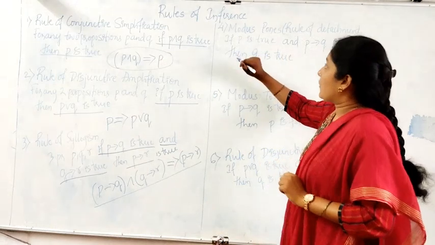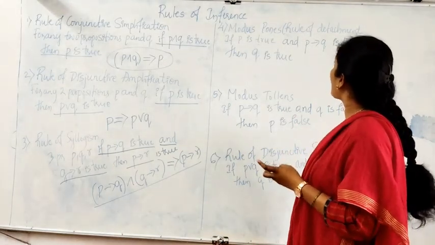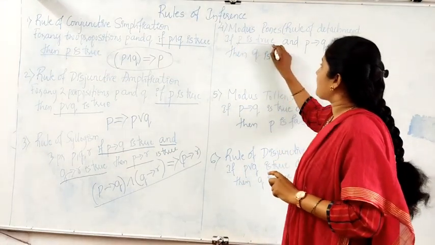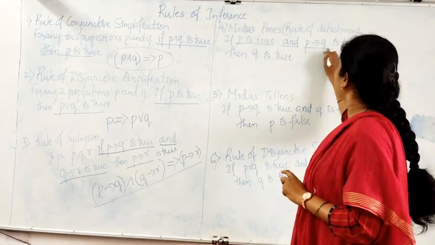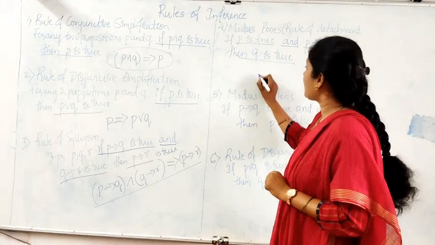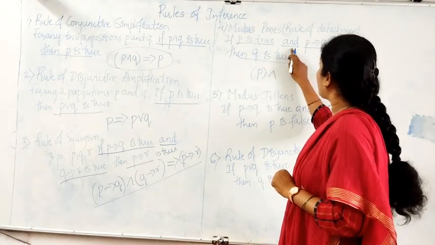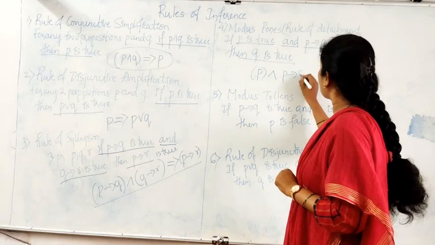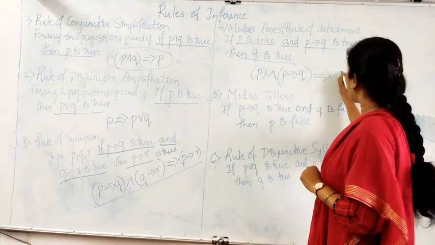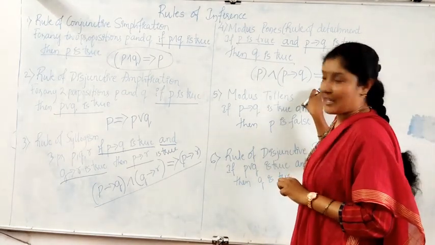Next, fourth one, modus ponens. It is also called as the rule of detachment. Here, if P is true and P conditional Q is true, then Q is true. So how to write this? If P is true and P conditional Q is true, then Q is true. So this is the rule of detachment.